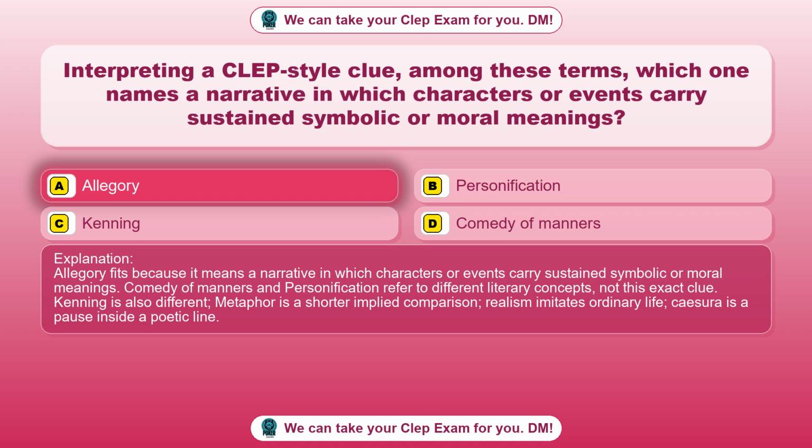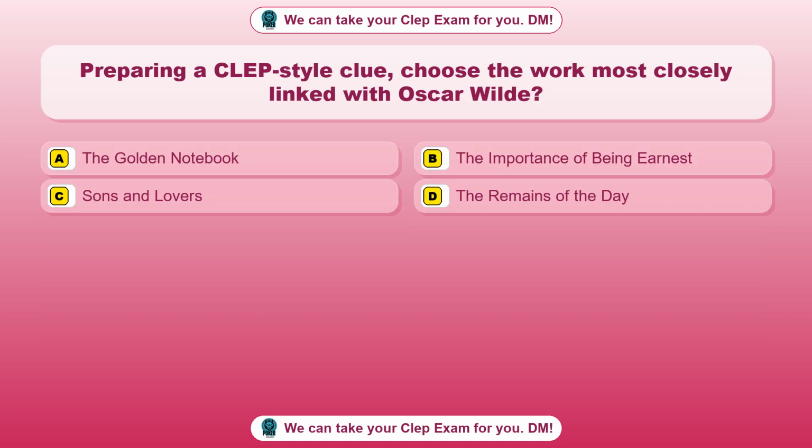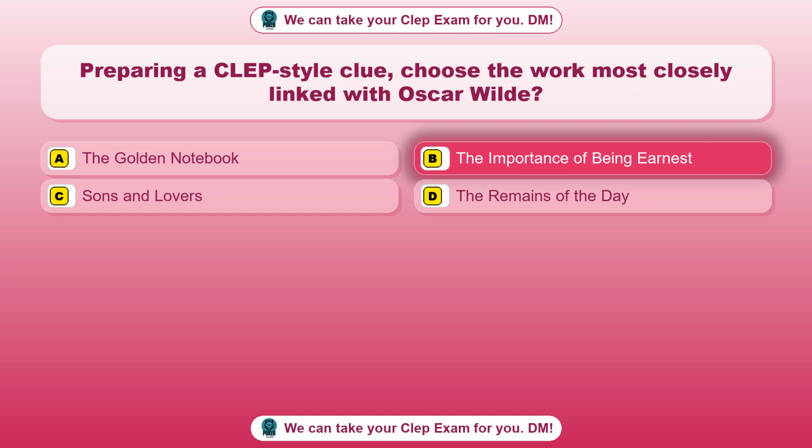Question 96. Preparing a CLEP-style clue, choose the work most closely linked with Oscar Wilde. Option A. The Golden Notebook. Option B. The Importance of Being Earnest. Option C. Sons and Lovers. Option D. The Remains of the Day. The correct answer is option B.